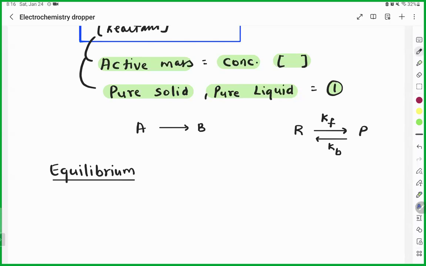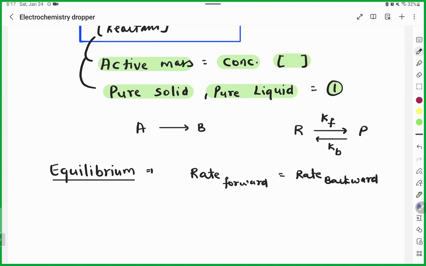In chemistry, equilibrium means forward and reverse reaction rates are the same. Example, you keep dissolving sugar in water. The moment it starts settling down, this will be the equilibrium situation. So equilibrium means your forward speed will be equal to your backward speed.